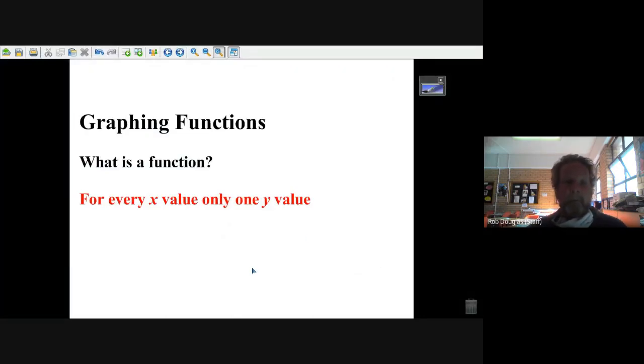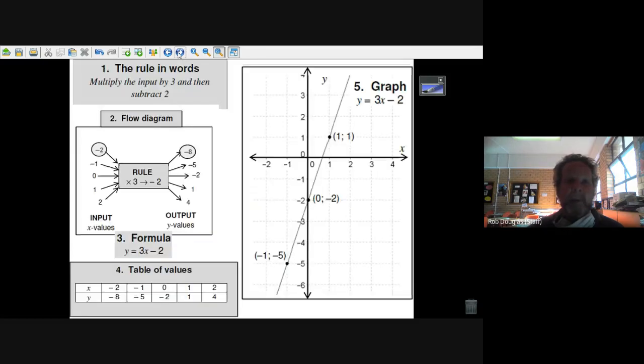Okay, today we're going to look at graphing functions. The first question is, what is a function? Maybe we should know what that is. Well, a function is a special set of ordered pairs. It's actually a special rule, and the rule that works for functions is that for every x value, there's only one y value. Well, we did this last week.